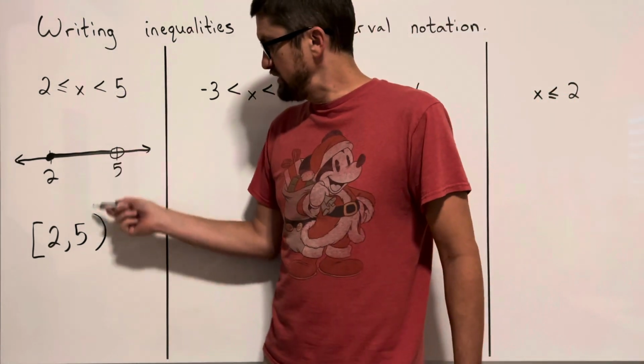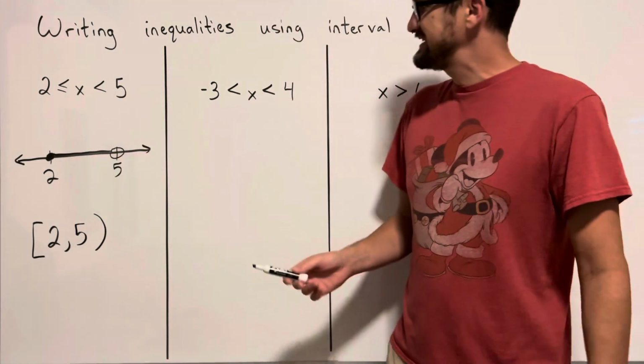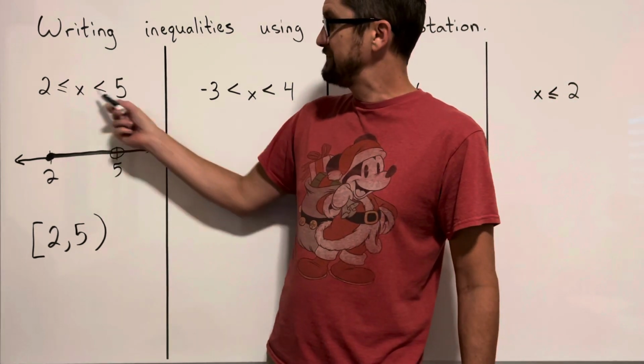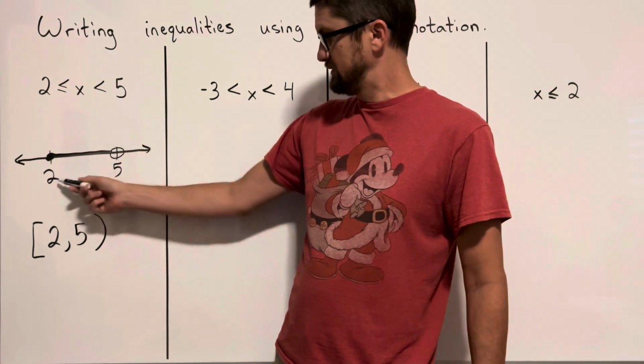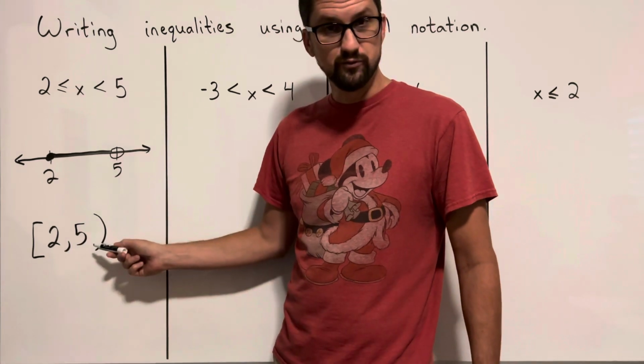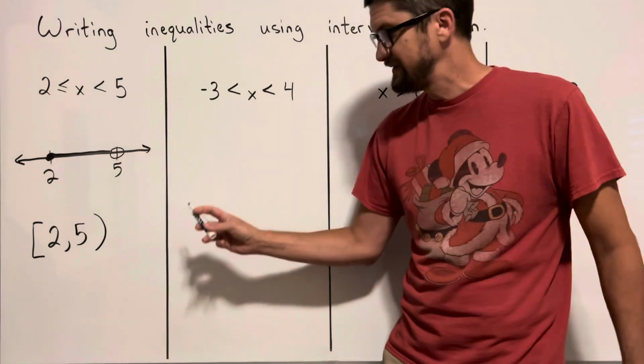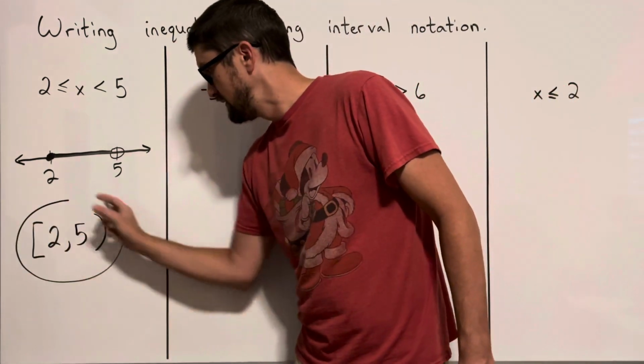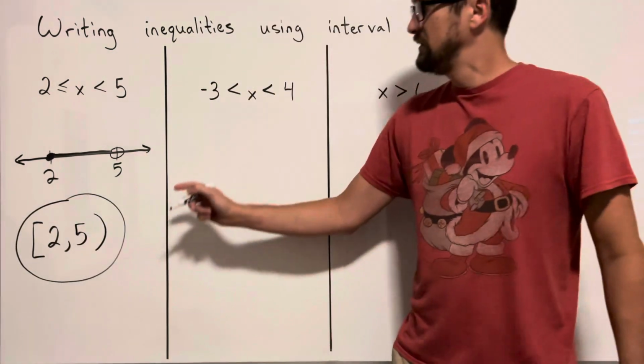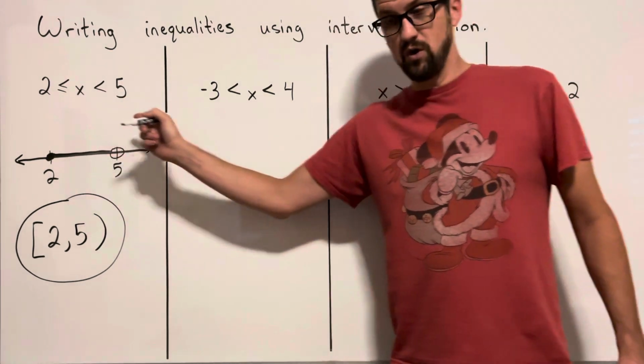So this is 3 different ways of writing exactly the same thing. x is between 2 and 5, including 2 but not 5. x is between 2 and 5, and x is between 2 and 5, including the 2 with the square bracket, but not including the 5 with the parenthesis. So that is the interval notation of this inequality.